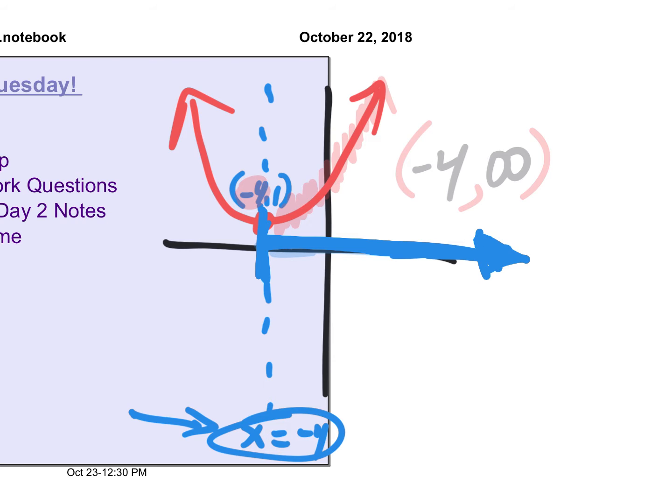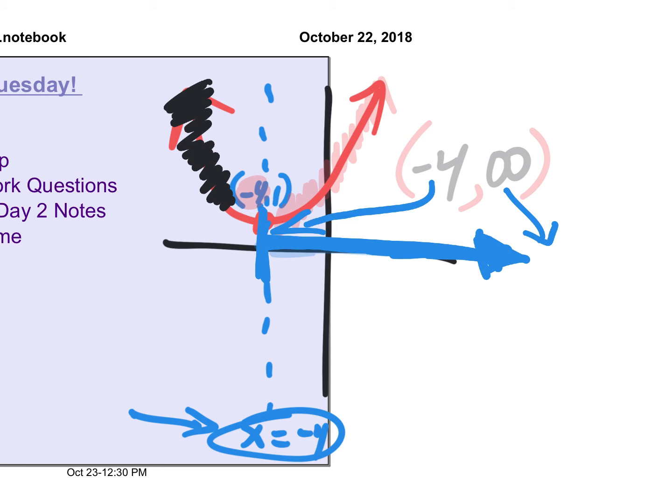So how do you say that big giant blue arrow? -4 is where it started. To infinity is kind of like where it would end. Doesn't end. Okay, so then when's it decreasing? Well, this part is where it's decreasing. How do you say that? It's always something, something. Everybody write that one down.